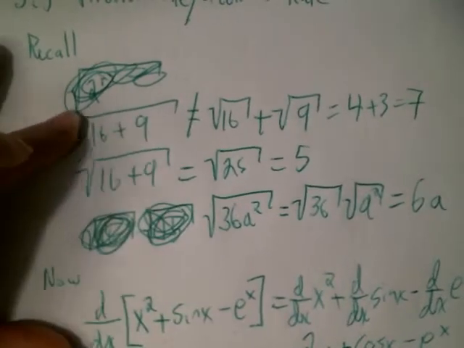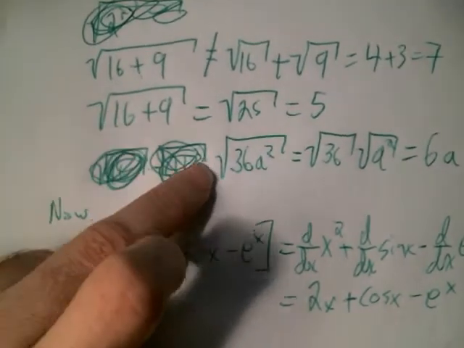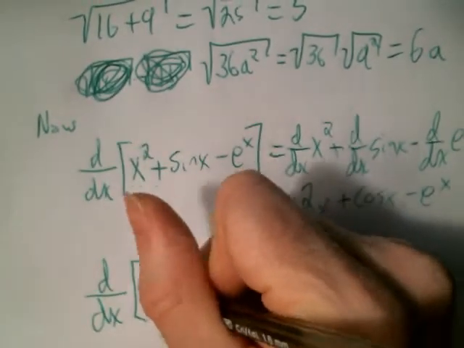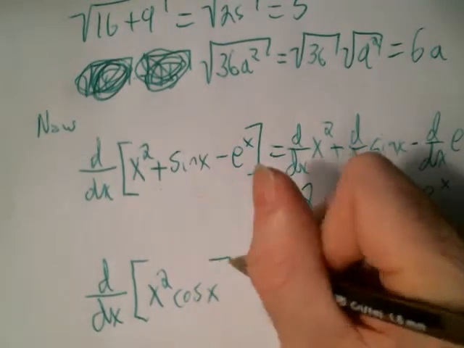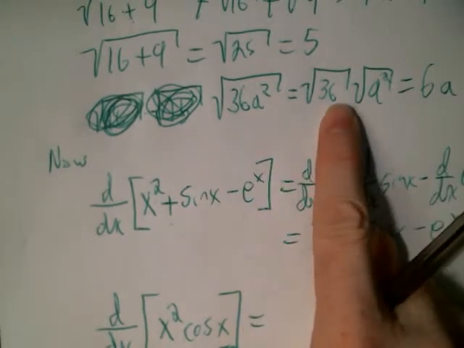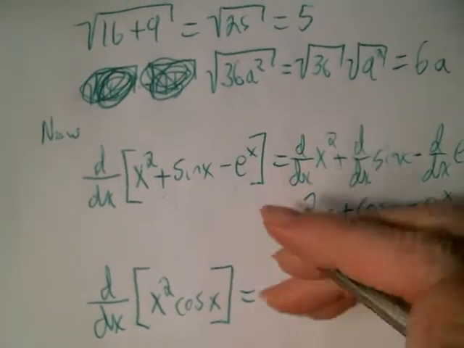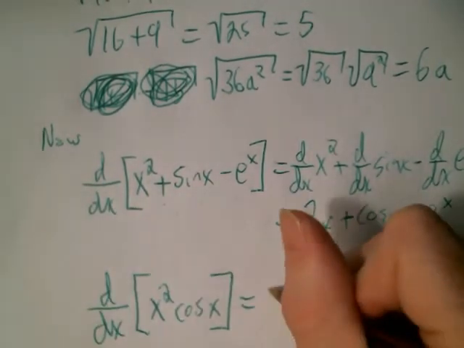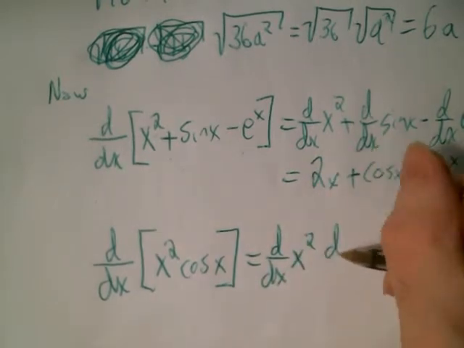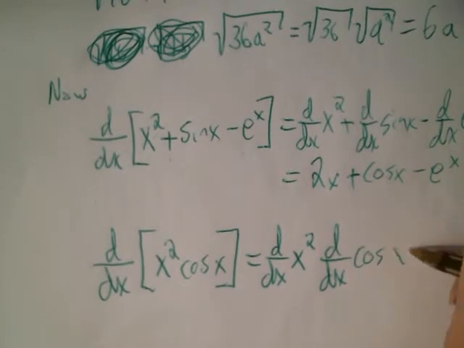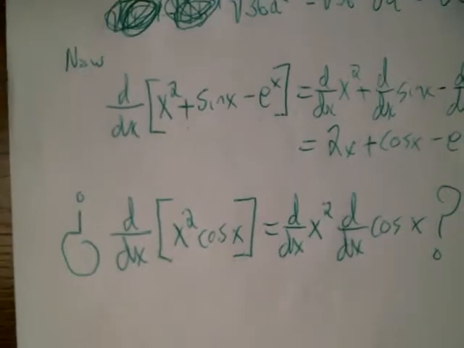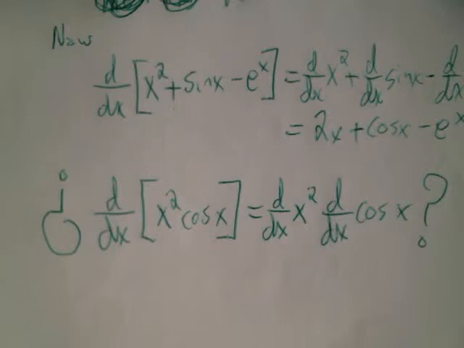So here it's different than the radical. So maybe we ask ourselves, is the derivative of a product, so maybe the derivative of x squared times cosine x, is that going to be the product of the derivatives, like the square root of a product is equal to the product of the square roots, right? So we wonder, is this equal to the derivative with respect to x of x squared times the derivative with respect to x of cosine x? And it turns out in general, no, that's not going to be the case.